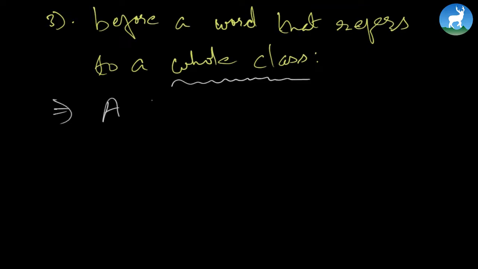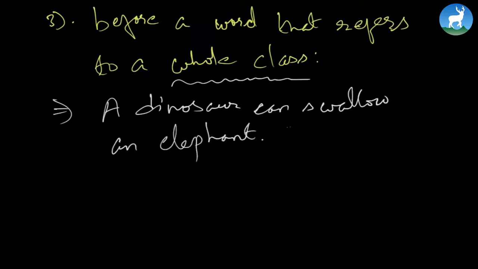A dinosaur can swallow an elephant. Look at the application here again. Relate this particular a dinosaur to before a word that refers to a whole class. The word a dinosaur here means any dinosaur, or all the species of dinosaur, can swallow an elephant. So that's why, before a word that refers to a whole class, a dinosaur here represents the whole of its species.